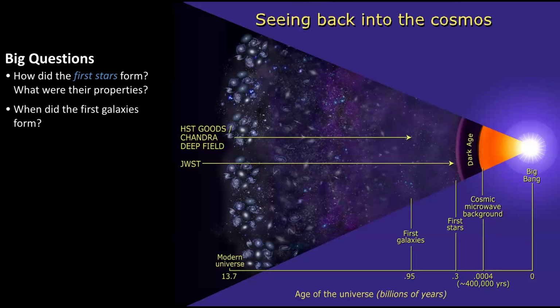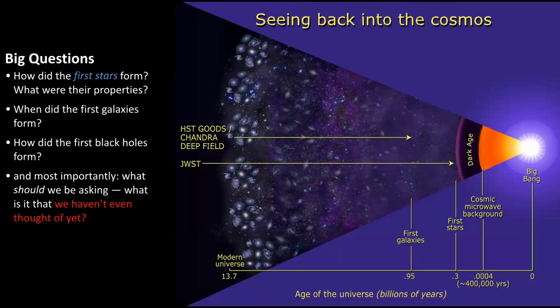You will see shortly that is wrong. How did the first black holes form? Did they beat the galaxies? Were they there first? Were they there afterwards? A dominance or adjustment? Symbiosis? And maybe most importantly, what should we be asking? What is it that we haven't even thought of yet?